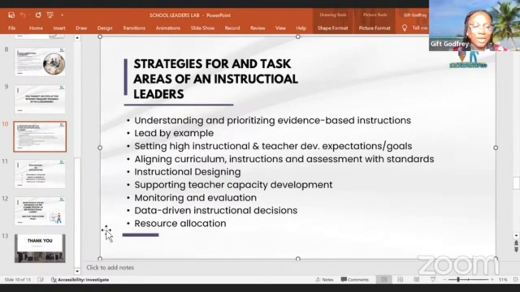Okay, then let's now go on to aligning. We've talked about aligning curriculum with standards. The instructional designing. Let me ask you this question. Do you have an instructional design in your school? If you don't, then there's a need to develop one. Someone needs to come into your school and ask you, maybe an educator, a consultant, or even just a teacher, and say, what's your instructional design like in this school? If you can't answer that question, then you need to up your game as an instructional leader.